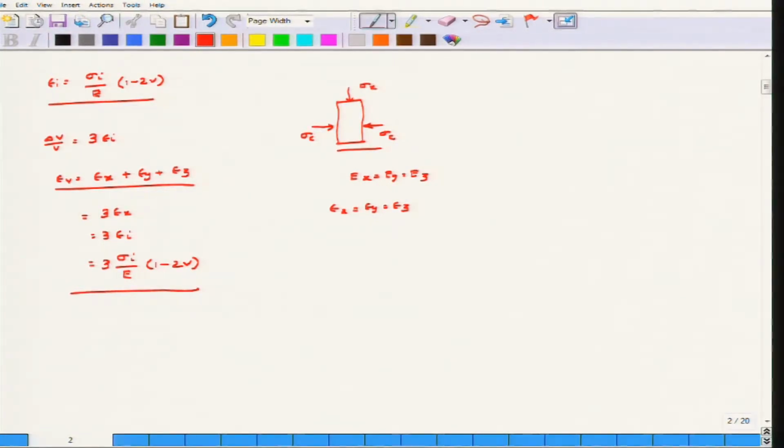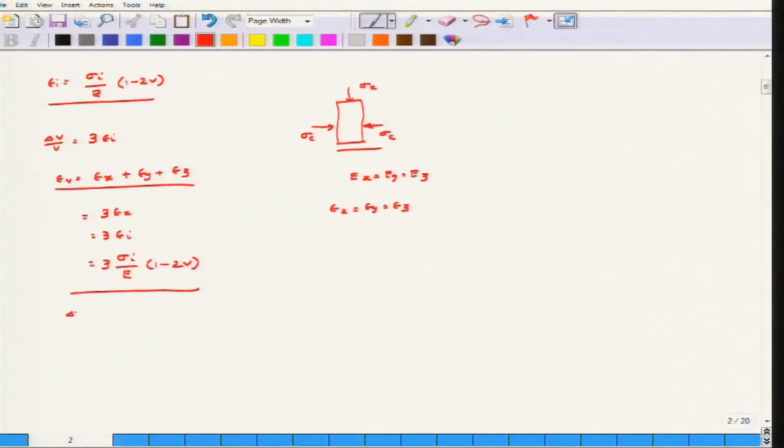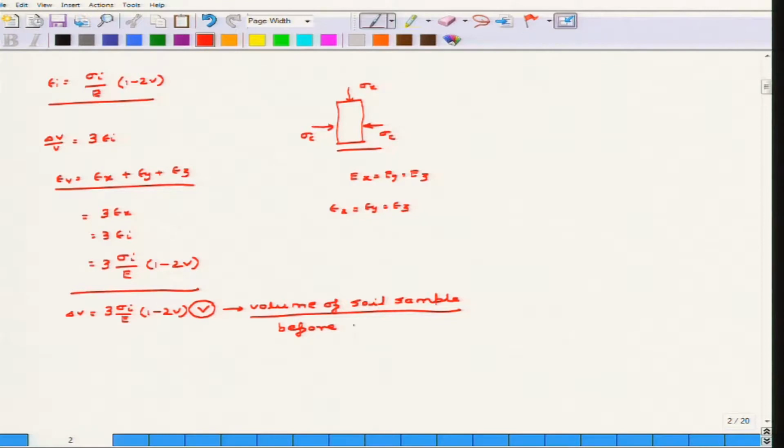Now this is the first question, and it is answered, that is delta V. What is delta V equal to? Delta V you can write as 3 into sigma I by E into 1 minus 2 nu into V, where V is the total volume of the soil sample. Now this is obviously the volume of the soil sample before consolidation, or before isotropic loading, before isotropic compression.